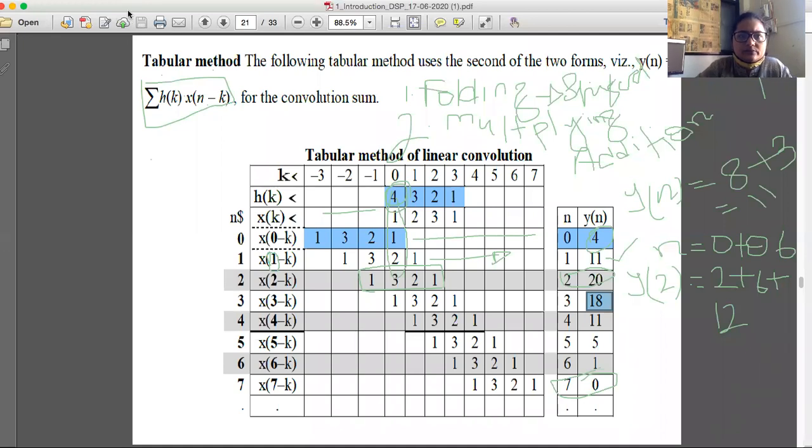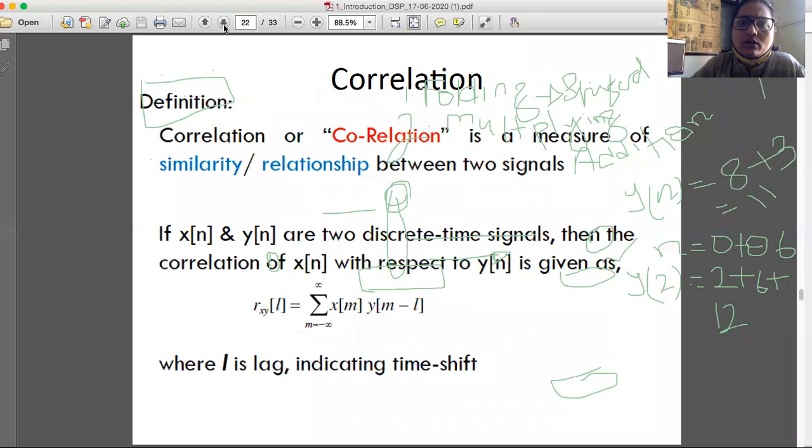Okay, then the next point of discussion that we are going to see is the correlation operation. So we will be going through correlation.